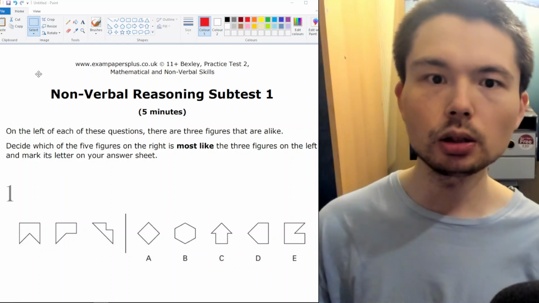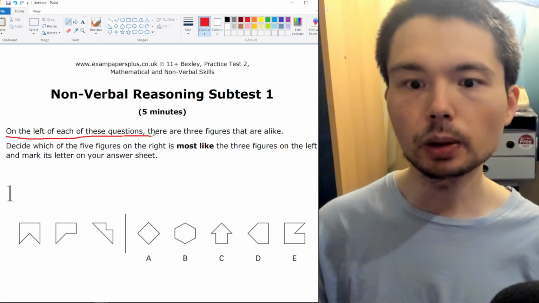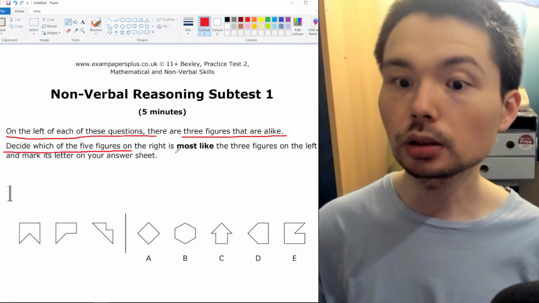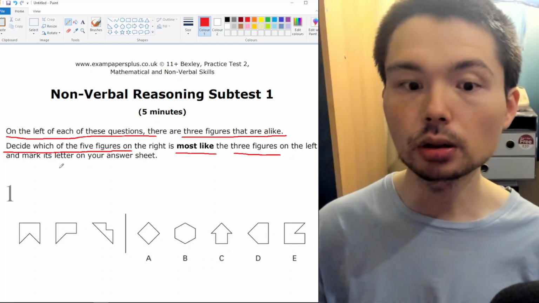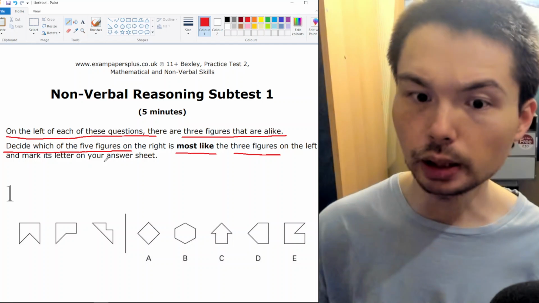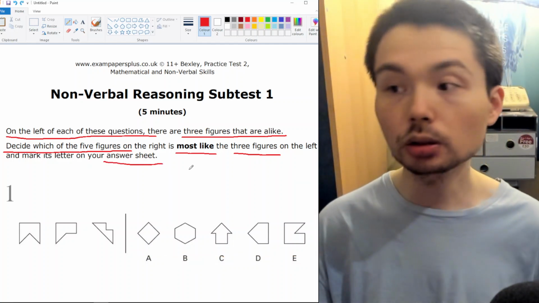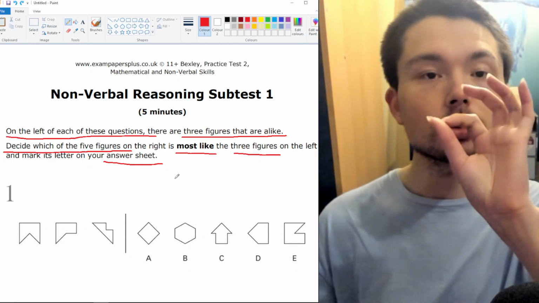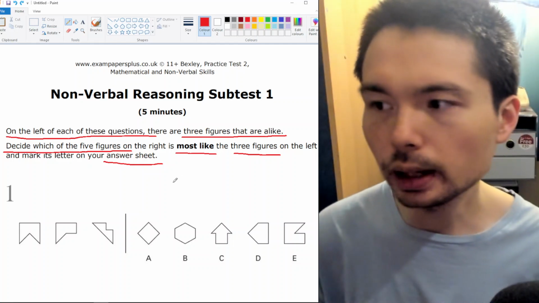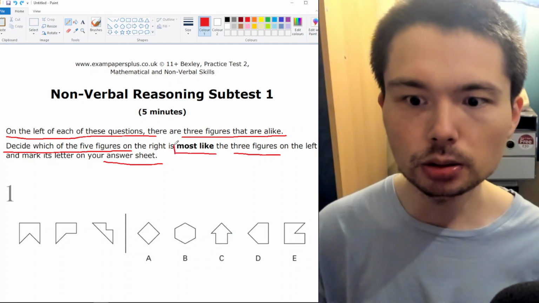Subtest 1, we are looking at, on the left of each of these questions, there are 3 figures alike. Decide which of the 5 figures are most like the 3 figures on the left. Mark its letter on your answer sheet. Make sure you have this in front of you. If not, we're just going to circle the correct answer. On the real day, it's so important. You will put a pencil line inside the rectangle and then you hand this sheet in, then they will mark it. Most like the figures.